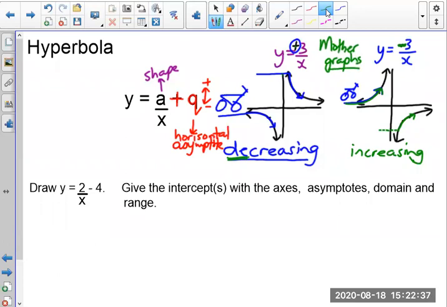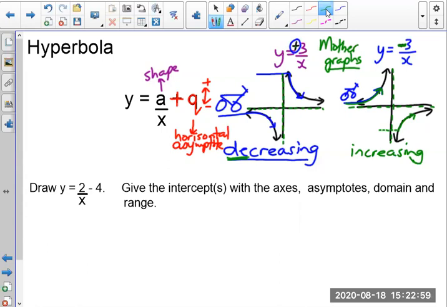Now, can you see that the y-axis is an asymptote and the x-axis is also an asymptote? What does asymptote mean? Your graph never passes that line. It wants to go to that line as close as possible.